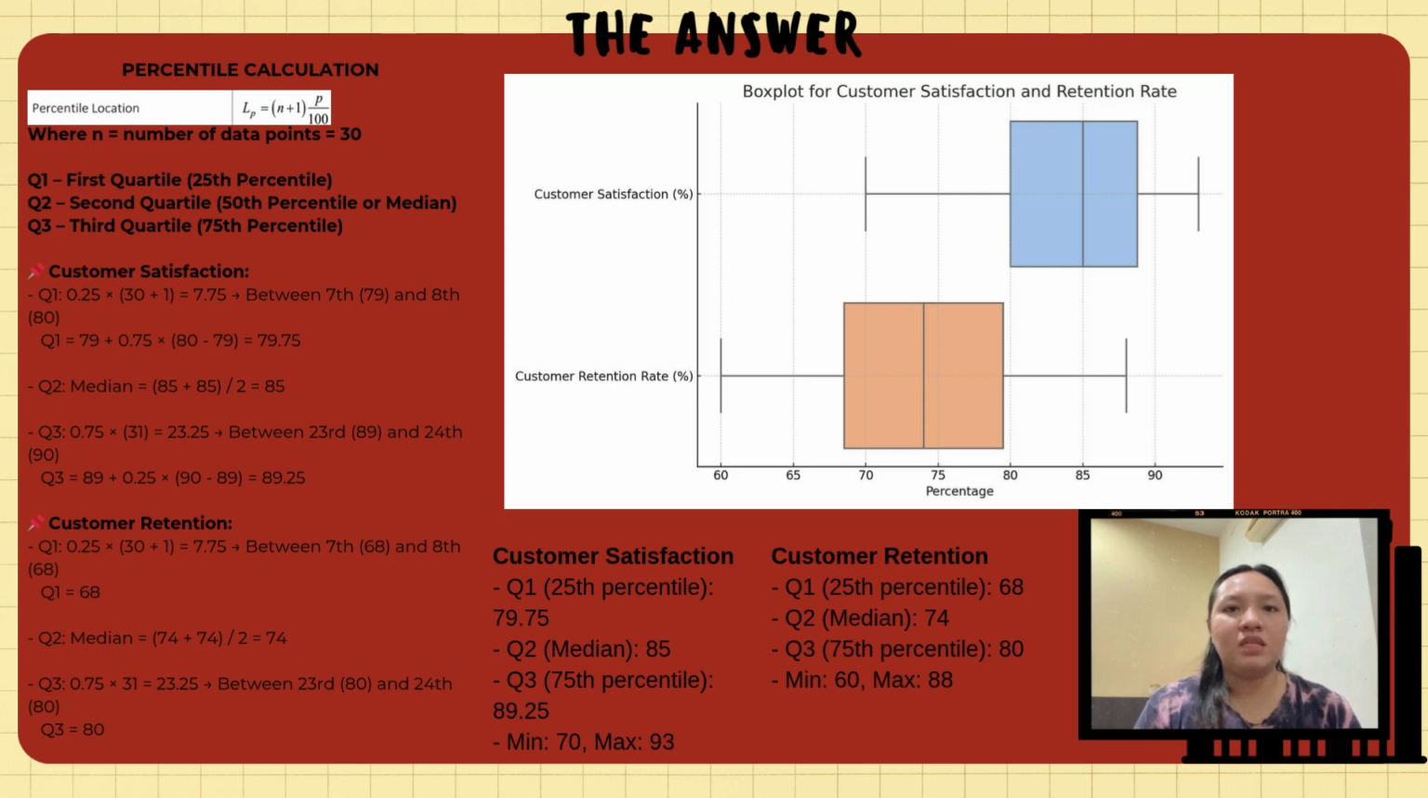To visualize this, I created a box plot which you can see on the slide. This chart shows how the scores are spread. Satisfaction scores are more concentrated in the higher range between 80 and 90. In contrast, retention scores are more widely spread and show more variation. This tells us that while customer satisfaction is generally high and consistent, retention is more variable, indicating room for improvement in long-term customer engagement. That's all from me.